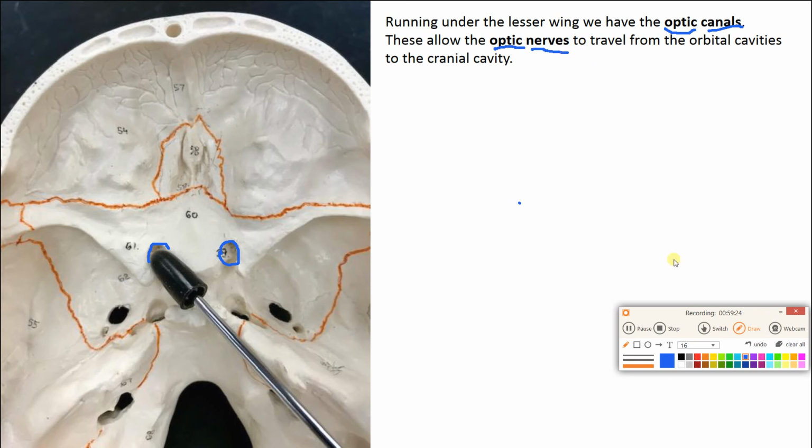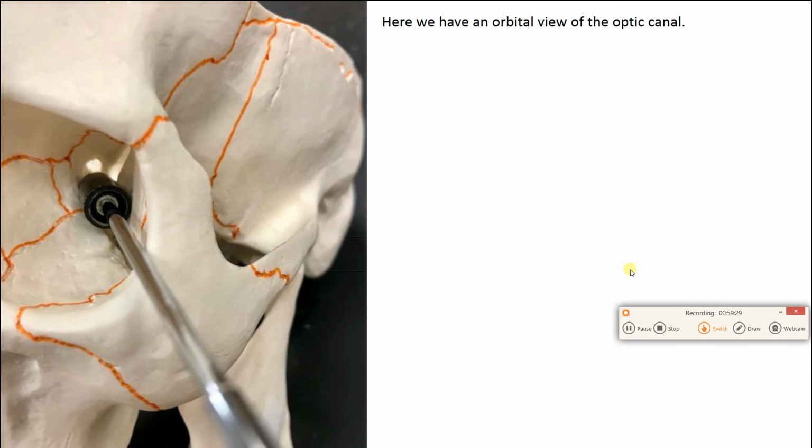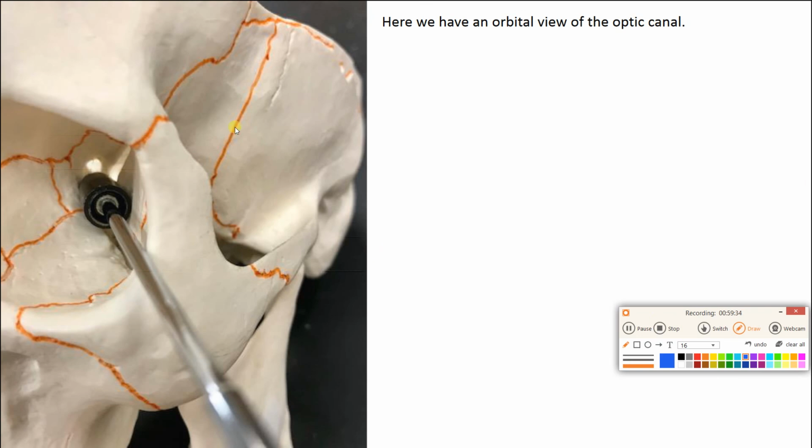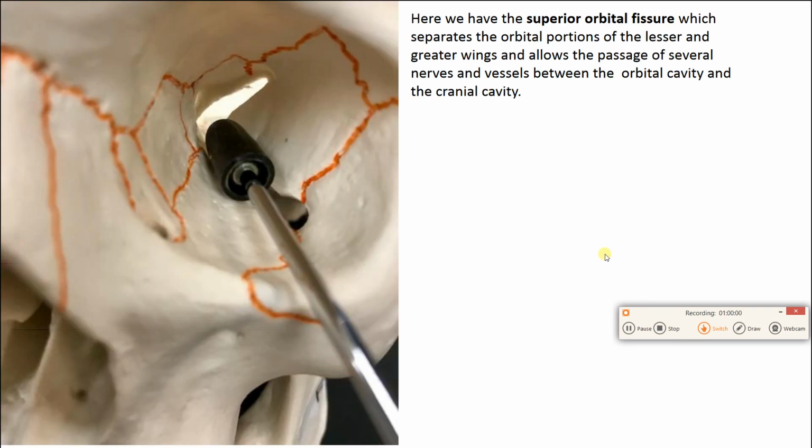So, optic canals. If we rotate this guy and look in the orbit, you can see it's got some light behind it, which is beautiful. This right here is an optic canal. That's an optic canal right there. This is actually the lesser wing of the sphenoid bone right there. So the hole in the back of the eye is the optic canal. All right, let's keep on moving. Still in the orbit here.